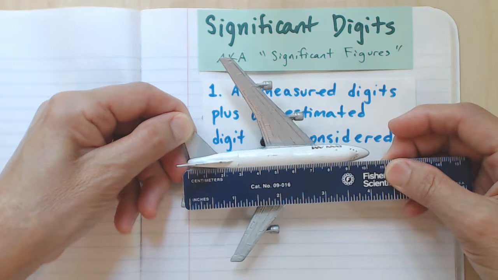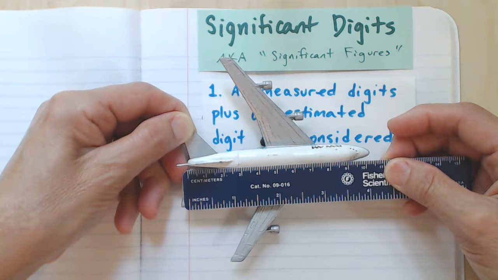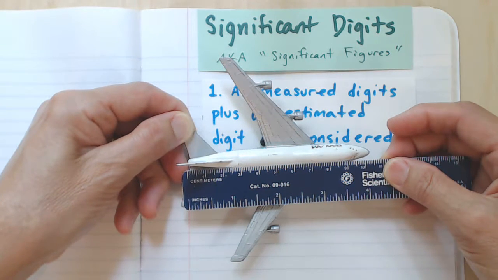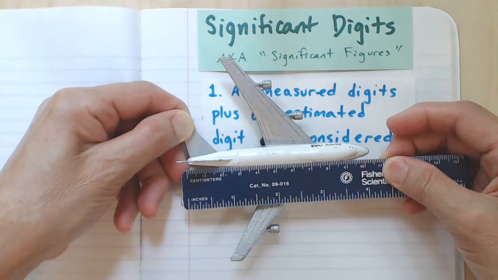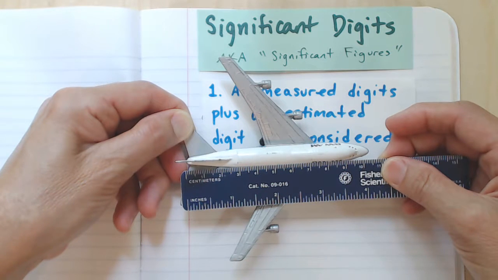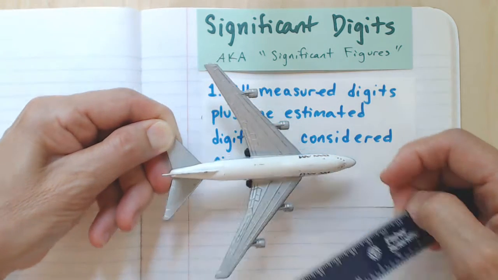stick or my ruler up against it, and I'd look as carefully as I could, and I'd notice that it's in between 10.2 centimeters and 10.3 centimeters. I can clearly see that, but I am going to have to estimate what it means to be in between 10.2 and 10.3. So I'm going to call this 10.25 centimeters in length.